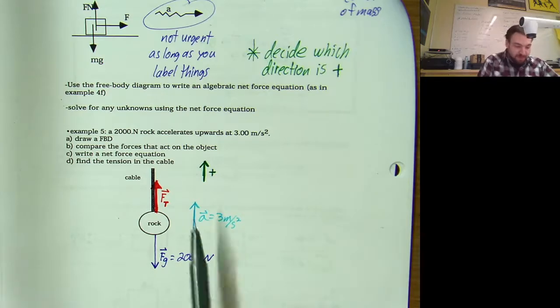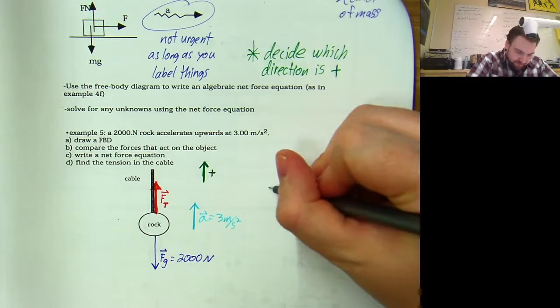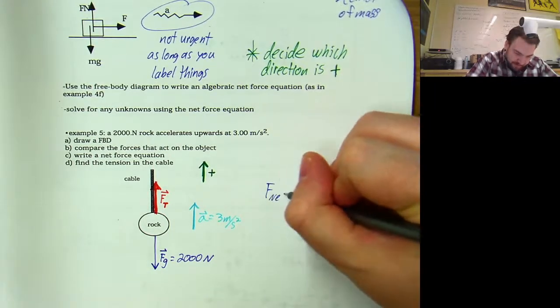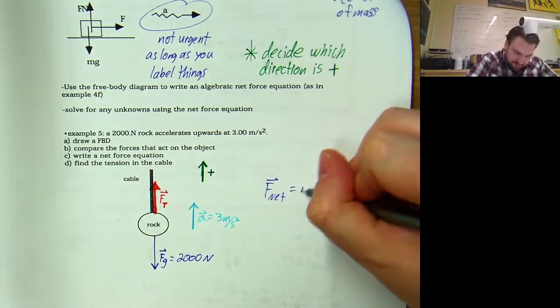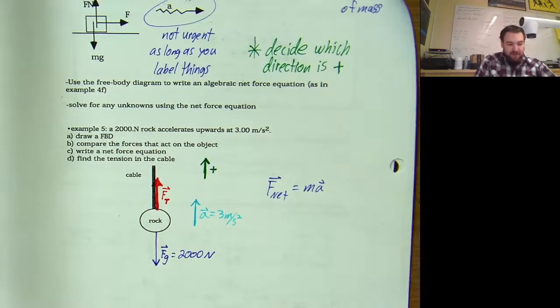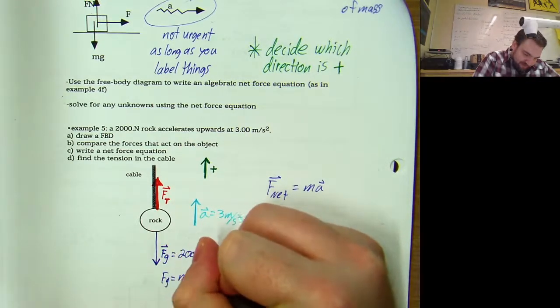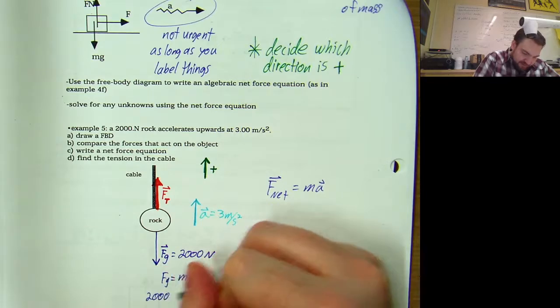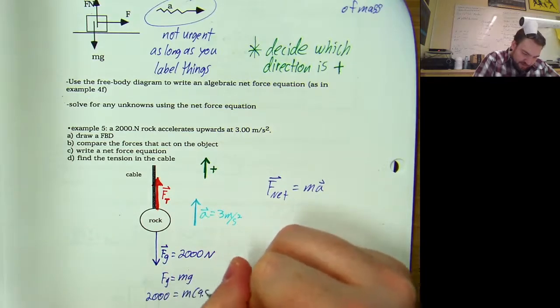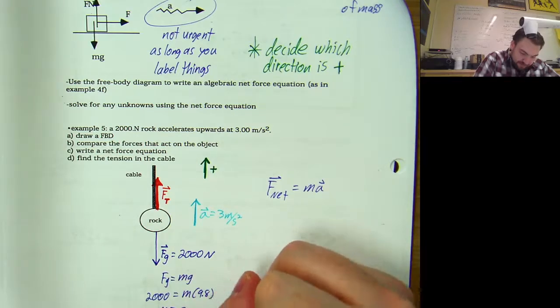Ultimately what we want to do here is find the tension in the cable. So this is a dynamics problem, so we're going to start here every time: F net equals ma. Now we need a few things here. We need to know what the mass of the object is. All we have is the weight. So we can go back and convert the weight into a mass. We know that Fg equals mg, so 2,000 is going to equal m times 9.8. So the mass of my object is going to be 204.08 kilograms.